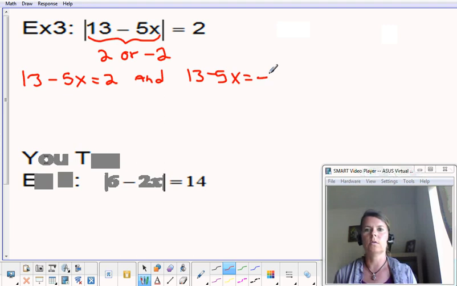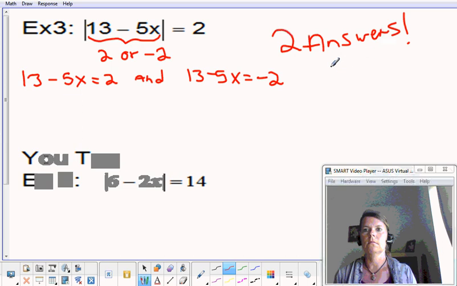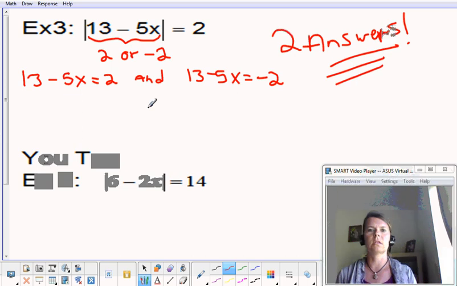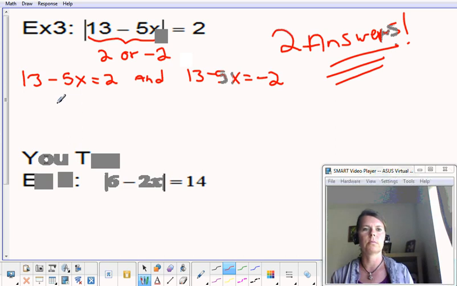And because we have two equations, we're going to have two answers. This is very important because it's the most common thing people forget when they're doing absolute value. So go ahead and solve these two equations. You all know how to do that. Do that on your own.